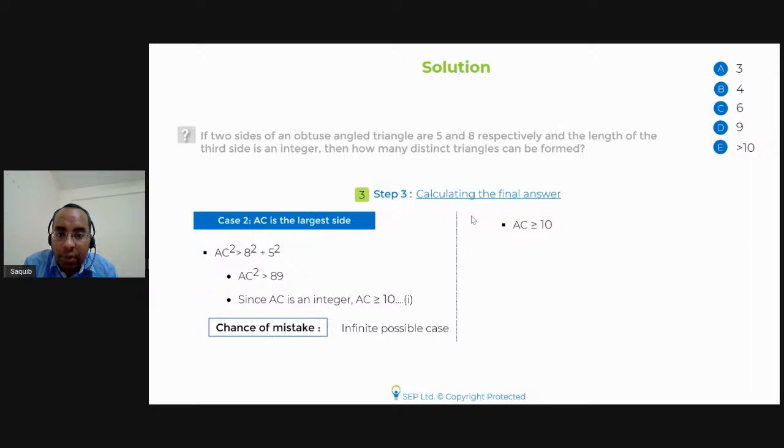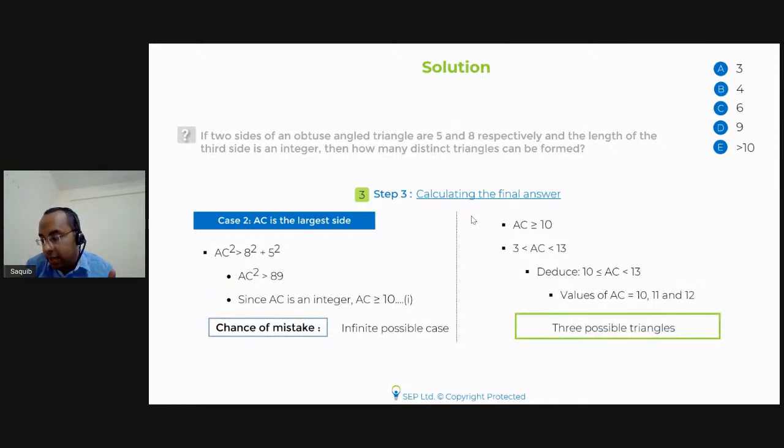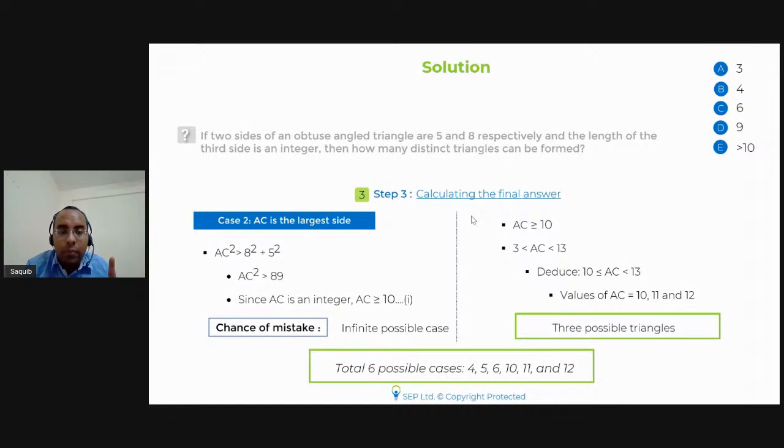From this, you're getting one range. You already know AC is between 3 to 13, which is a general rule for the triangle to be formed. From here, you can figure out that AC should be greater than or equal to 10, less than 13, only 3 values possible, so 3 possible triangles. Thus, the total triangles that can be formed is 6, and the correct answer is C.